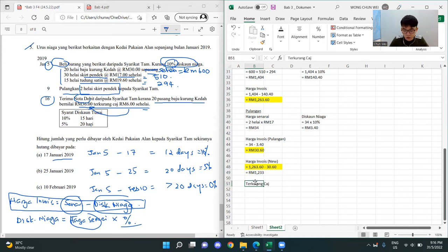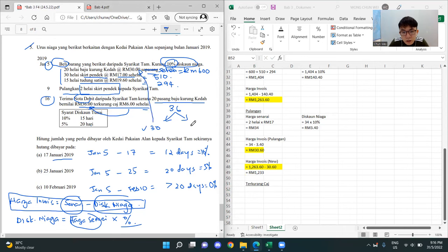Wow, so this question has banyak perubahan, banyak calculation. Okay, so you just have to, because I already calculated the RM30, so you can see that this RM36 is actually composed of RM30 yang kita sudah kira dalam sini, and another RM6 yang belum kira. So now we just have to focus on this RM6. You know what I mean? So there is RM6 and berapa pasang?